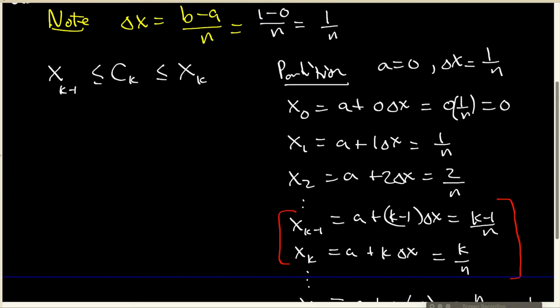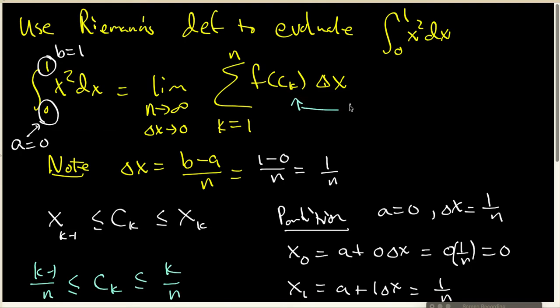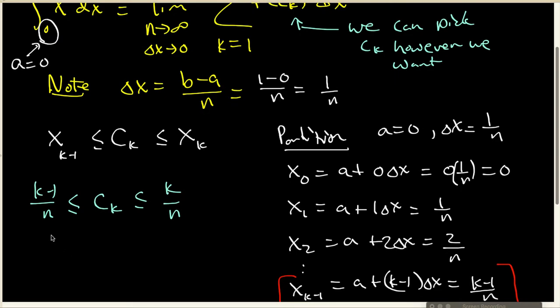Looking at the red boxed stuff, what I know now is that k minus 1 over n is going to have to be less than or equal to ck, which is going to have to be less than or equal to k over n. Now, the beauty of this definition is that we can pick ck however we want, as long as it lies inside the kth subinterval. So as long as ck lies between these two numbers, it does not matter how I pick ck.